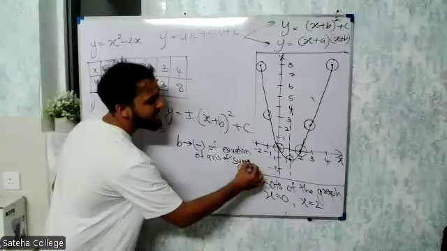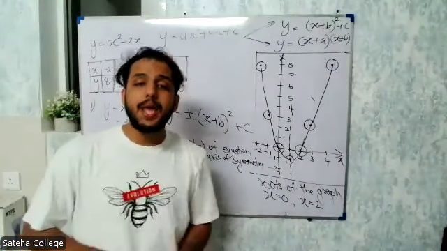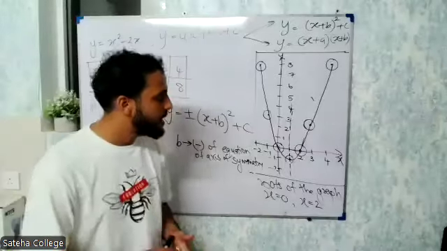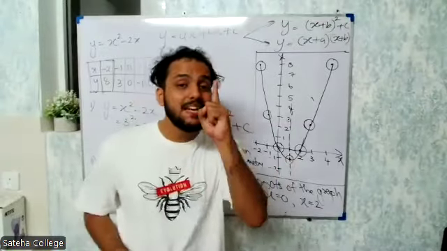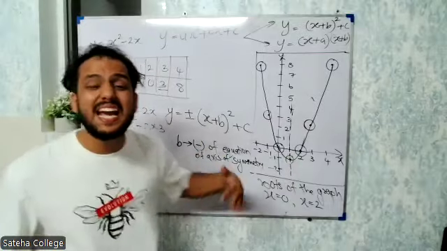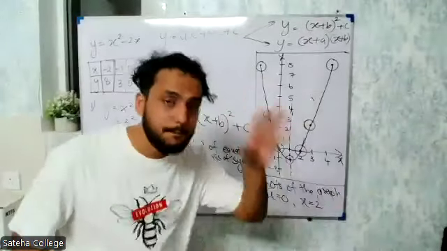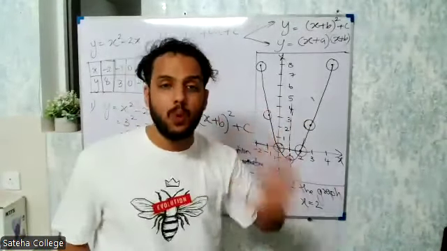What is b? b is the negative value of the equation of axis of symmetry. Now here, what is the equation of axis of symmetry? That is equal to 1. When you write in this form, b is the negative value of that. Minus into 1, so then b is equal to minus 1.